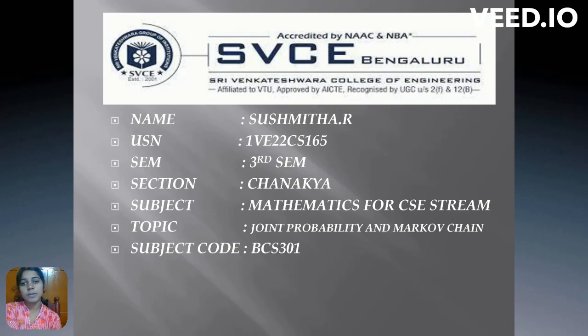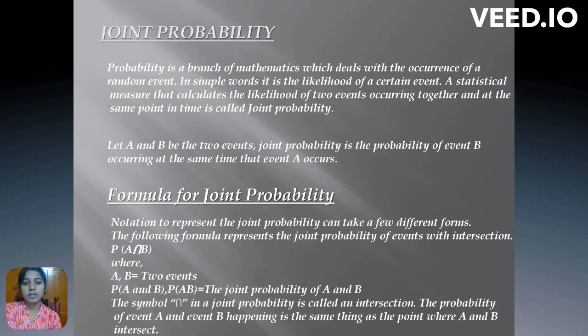In this video, I'm going to explain a small topic on joint probability and Markov chain, which is related to mathematics. Here is the first topic: what is joint probability? Probability is a branch of mathematics which deals with the occurrence of a random event. In simple words, it is the likelihood of a certain event. A statistical measure that calculates the likelihood of two events occurring together and at the same point in time is called a joint probability.